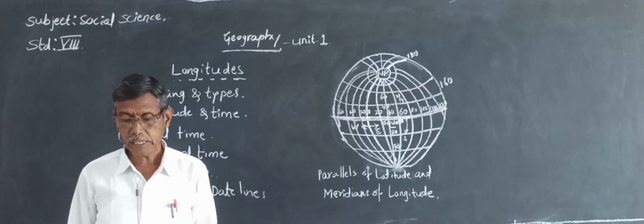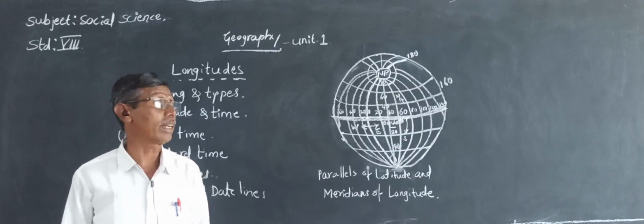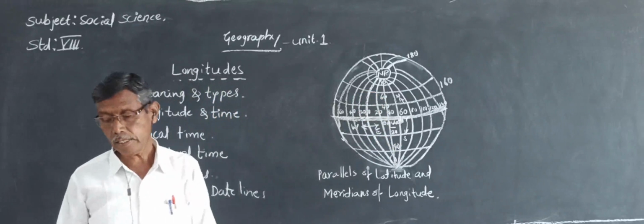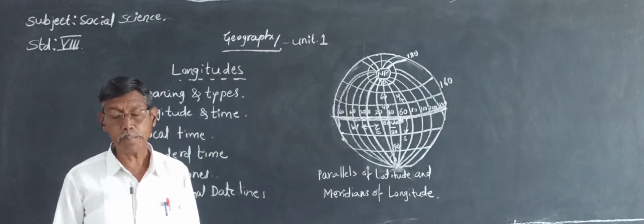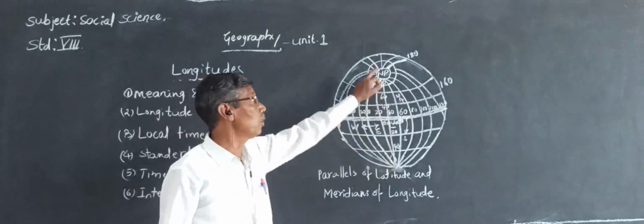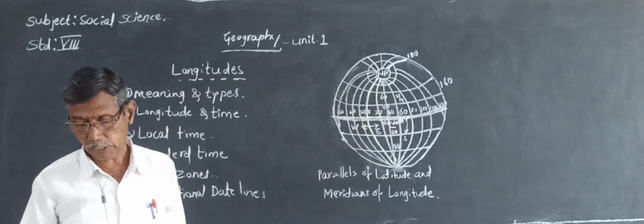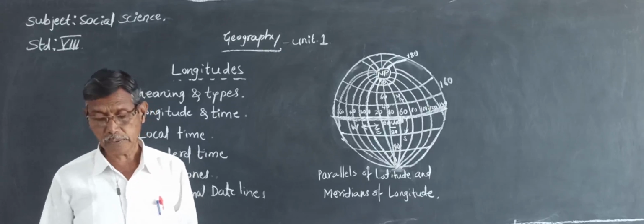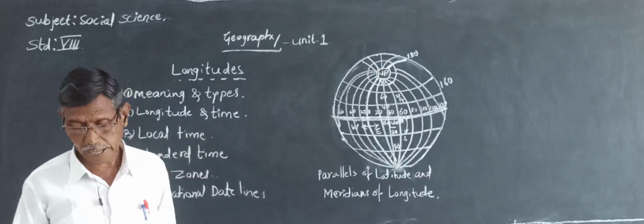On the globe, longitudes are shown as a series of semicircles that run from pole to pole, passing through the equator. That is the 0 degree equator. All the longitudes are equal in length.